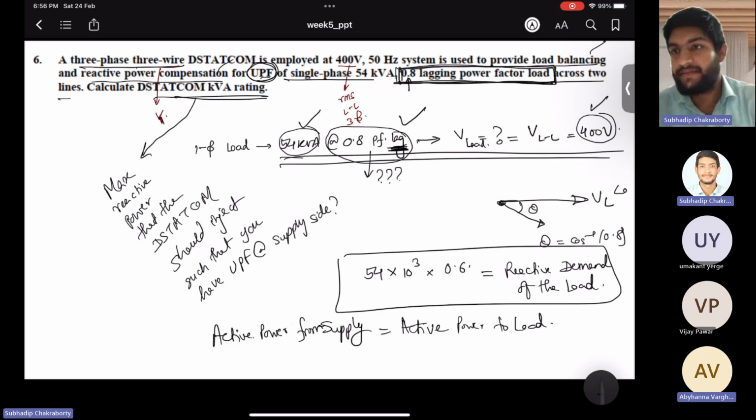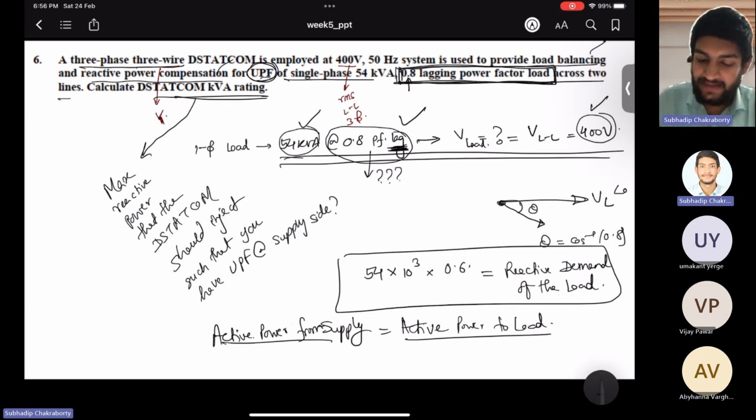I can write, agreed, sir. So by balancing this, what can I determine? I can determine IS, that is the supply side current. And by knowing the reactive demand of the load, I can know the load current also and the reactive component of the load current also.